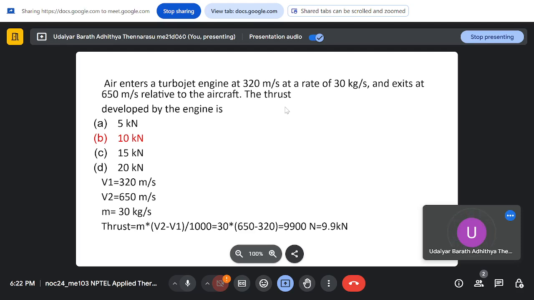So thrust is the rate dm by dt into v2 minus v1. So m dot is 30 kg per second into the difference in velocity, which is 650 minus 320, which comes out to be 9900 Newton or 9.9 kilonewton. That goes to 10 kilonewton in the problem. So the answer is option B, 10 kilonewton.